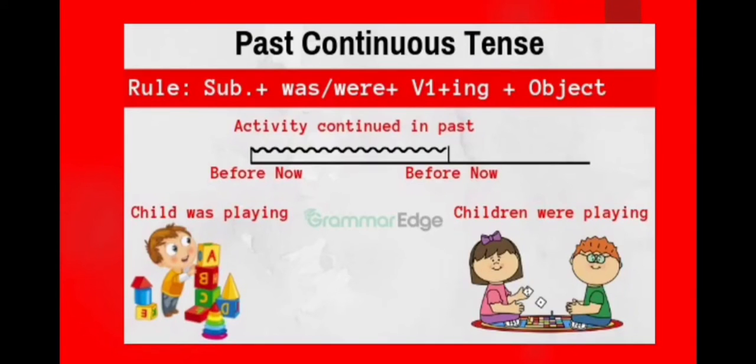Now, the rule of past continuous tense is subject plus was or were plus verb first form plus ing plus object. See the example. Child was playing. So here subject is singular, so we have used was. Let's see the second example. Children were playing. So here subject is plural, so we have used were.